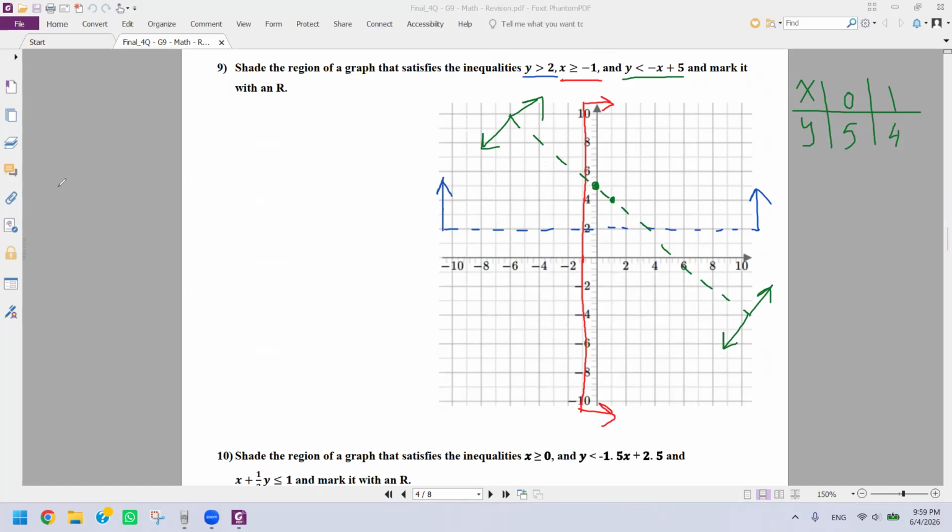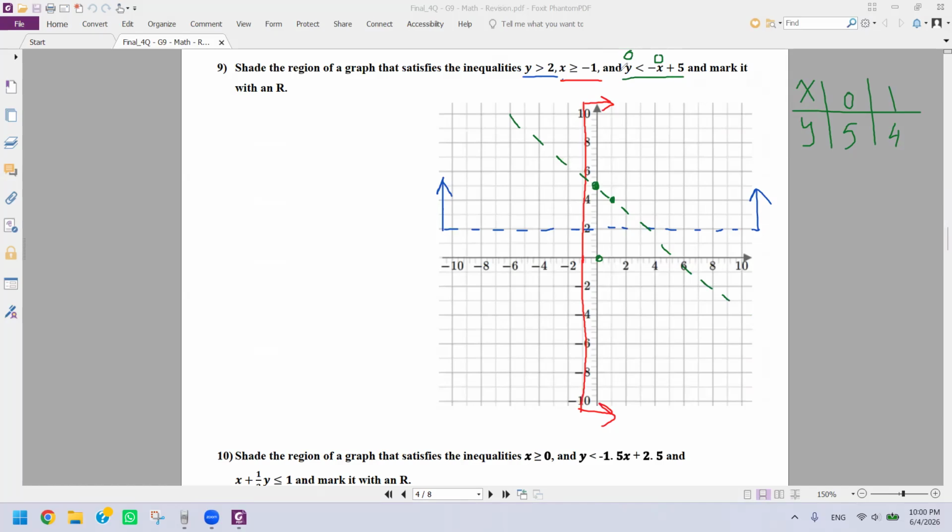How would I know? Again, choose a random point. The easiest one to substitute is 0, 0. Instead of x and y, I put 0 into the inequality. If it is correct, then I will make the arrows go towards 0, 0. If the inequality is wrong, I will let the arrows go in the opposite direction of 0, 0.